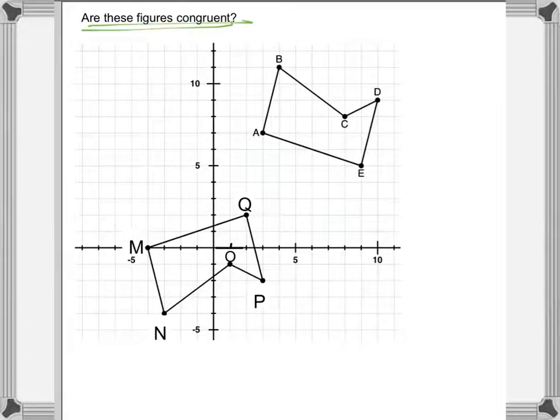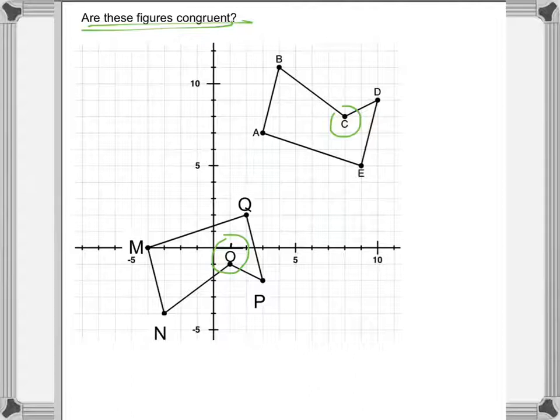So I'm going to look for a series of transformations that drop this 5-sided polygon onto this other 5-sided polygon. So let's think about vertices that might be corresponding. It looks like C probably corresponds with O because it's the point in the polygon that makes it concave.